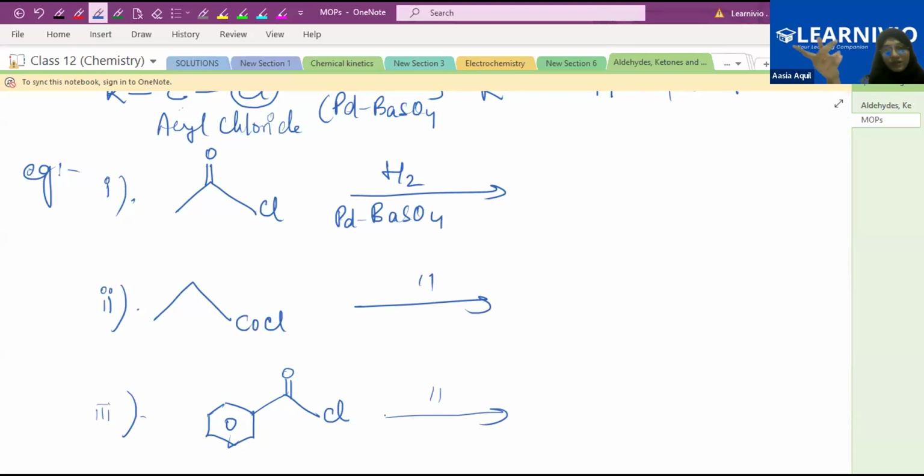And again, this is important. Just mark it as an important reaction, Rosenmund reaction. Basically, all the name reactions in your syllabus are very, very important. Just do all the name reactions before your exam. Write down all the name reactions together in a single notebook, all the mechanisms, their examples. So it will be very easy for you to revise at the time of exam.